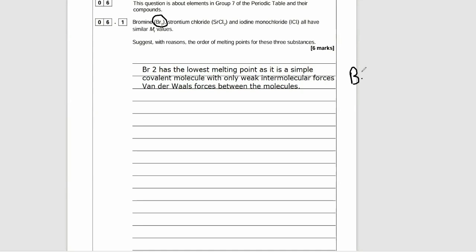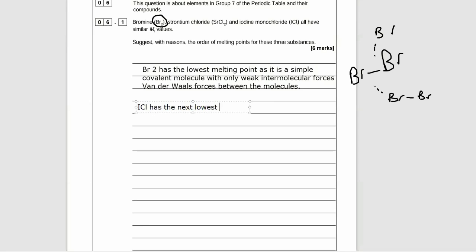Why did they tell us they've got similar Mrs? Because van der Waals forces get bigger when you have different sized molecules. The bigger the molecule, the more electrons, the more van der Waals forces. So by the question telling us they're all the same, they're telling us the van der Waals forces are the same with all of these.